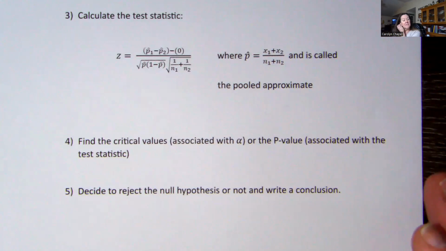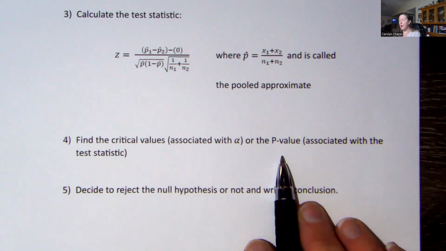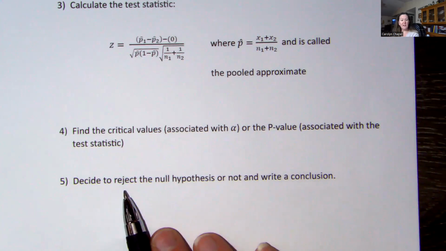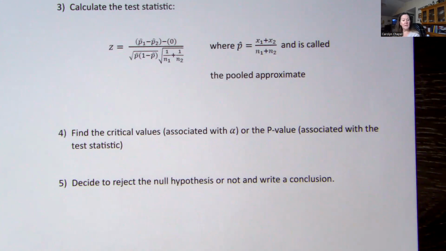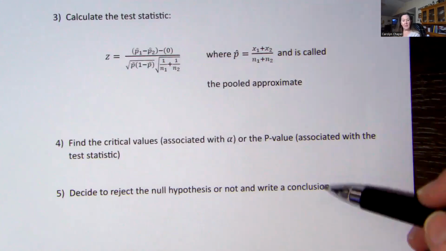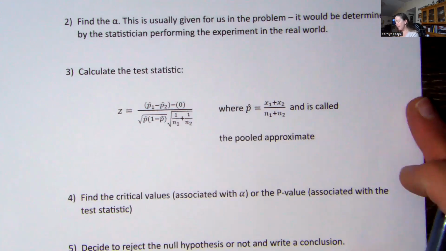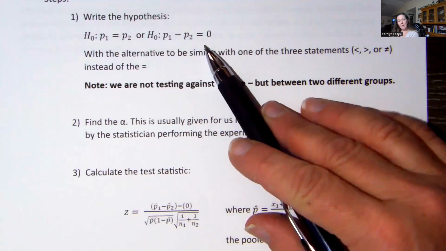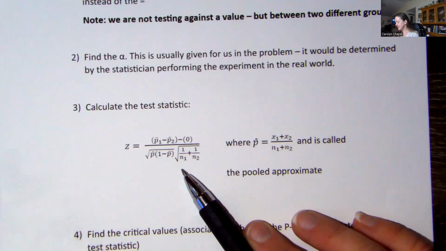Step 4 is to do one of the 2 pieces. We are either going to find the critical values or our p-value. I will do both in here. And then we decide to reject or not reject, and then we write our conclusion. So that is our 5 steps for those hypotheses. Biggest changes, of course, in our hypothesis testing are what our hypotheses are going to look like, and then of course that wonderful ugly looking test statistic.